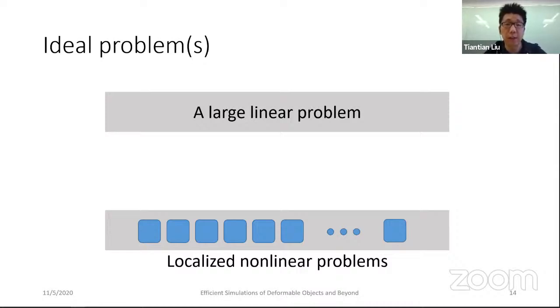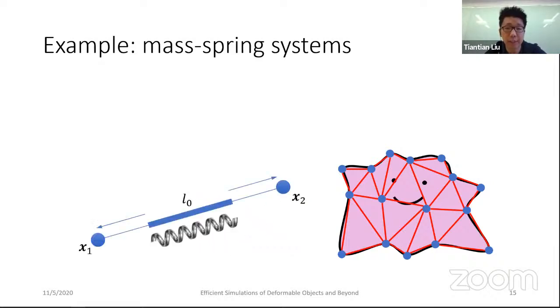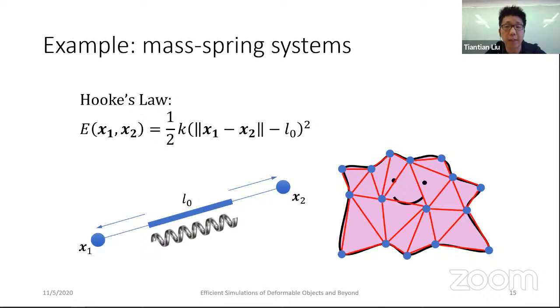And when things go nonlinear, we prefer to see small localized nonlinear problems so we can solve them independently. Let's start from a mass spring system, maybe. The spring energy is given by Hooke's law, which increases quadratically with the difference between the current spring length and its rest length. So the nonlinearity is hidden there in the length of the spring, where a square root takes place.